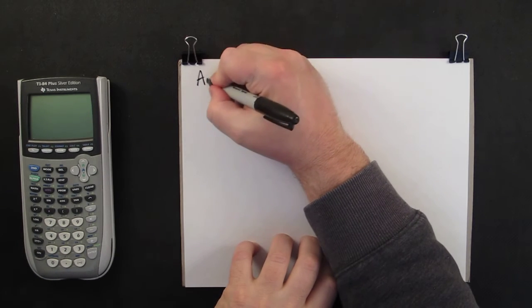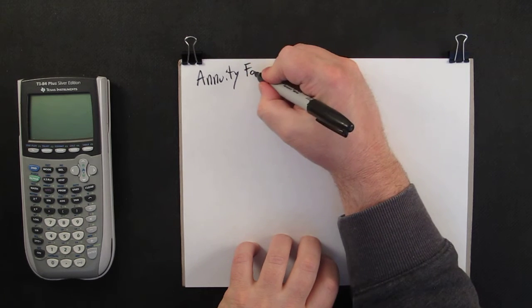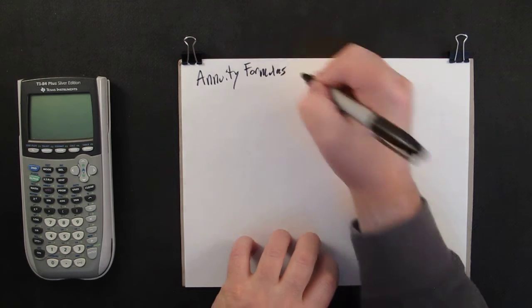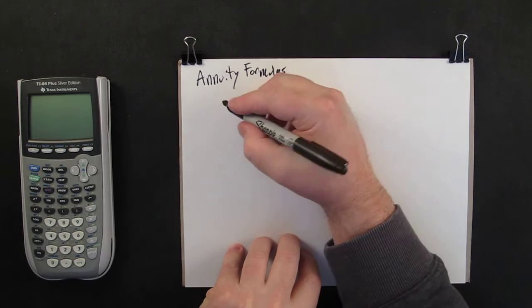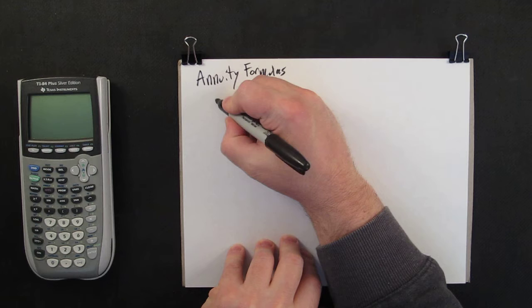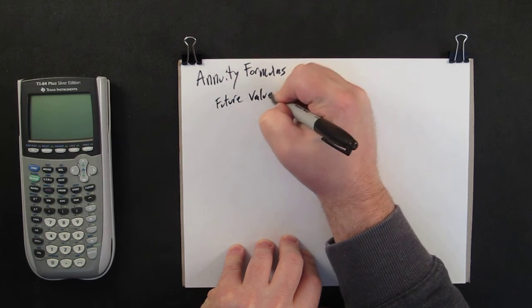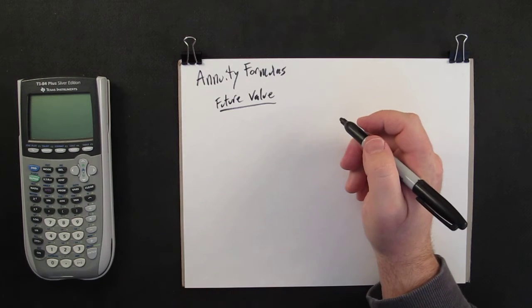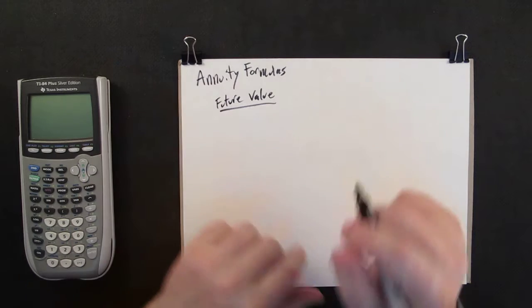Annuity formulas. Okay, so there's a couple of categories of formulas. First, the future value. So here you're looking to get the payment, the large amount of money at the end.